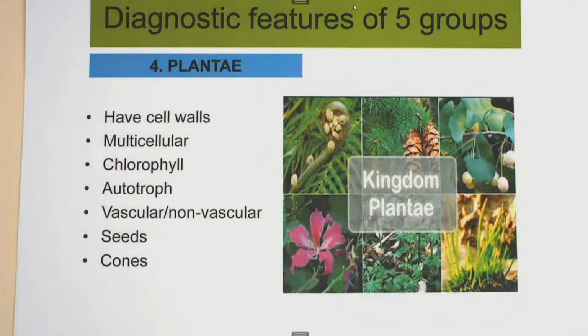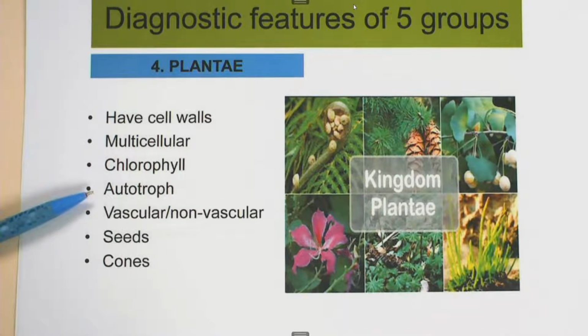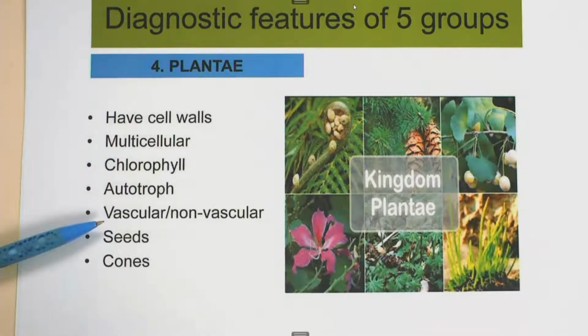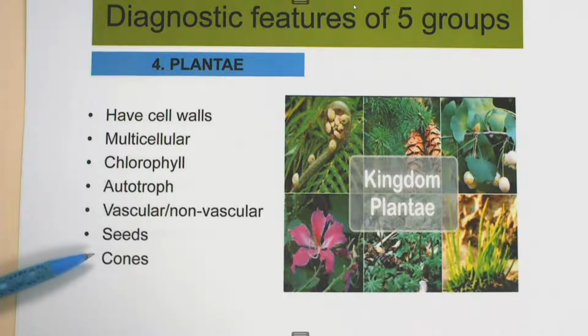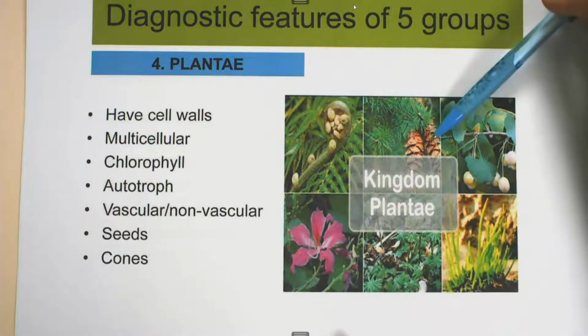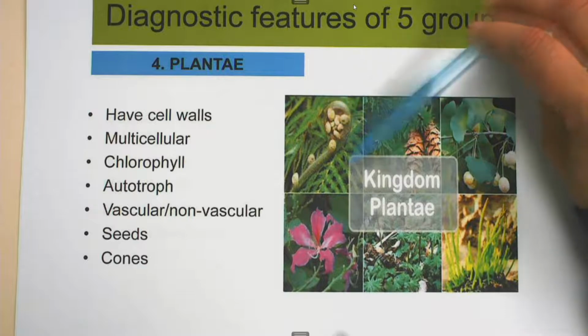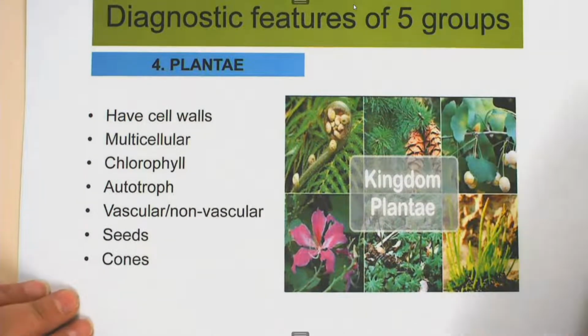Then you know this one is easier. Plants, the plantae kingdom, all the different plants, they have cell walls, they have multiple cells, they are differentiated, they are green, in other words, they have chlorophyll, they are autotrophs, they are the producers, they are making the food, and then they are vascular or non-vascular, meaning they have xylem and phloem, those tubes that bring the water or the food, and then some of them will have seeds, and some of them will have cones. Here you can see there's a pine tree with the cones, and there we have the fern that you're also going to talk about in grade 11.